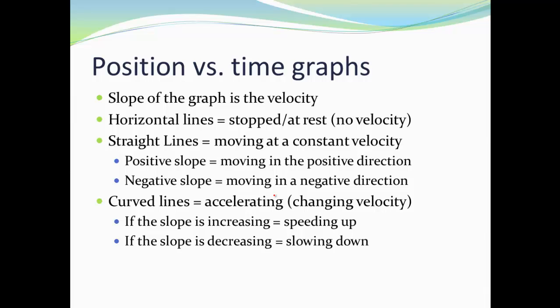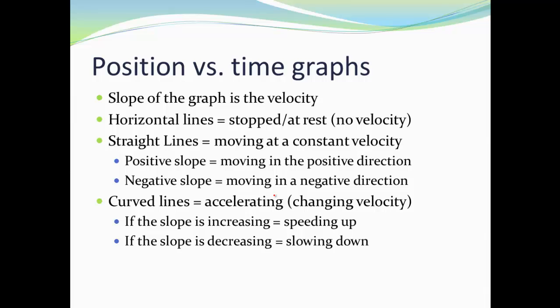A few reminders about position versus time graphs. The slope of a position versus time graph is the velocity. That's going to be very key to us in this part as we look at velocity versus time graphs. We need to be able to look at the slope in our position versus time graph to understand where that velocity is coming from. Since slope is what gives us velocity, there are a couple of things that we can read from our position versus time graph based on the slope of the lines or curves.